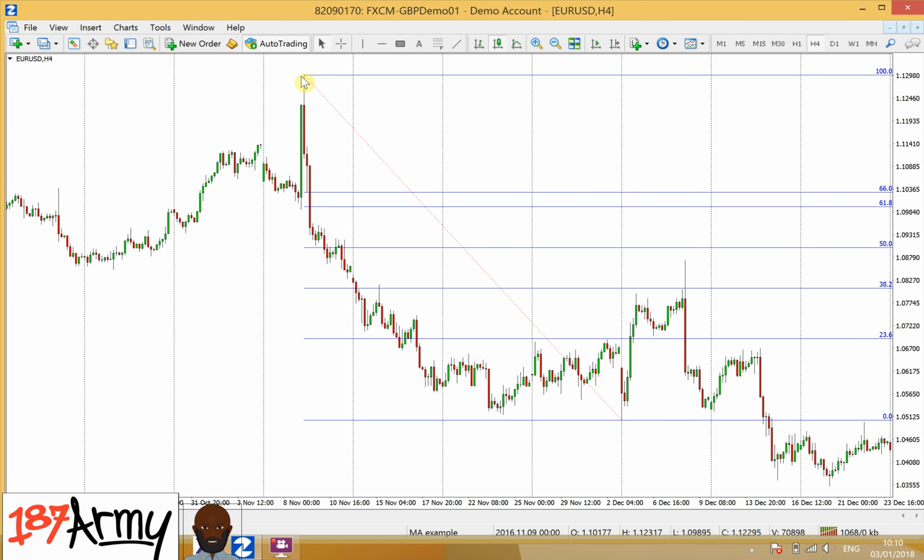And as you can see, when you're in an uptrend, you draw the Fibonacci from the low to the high, but when you're in a downtrend, you draw Fibonacci from the high to the low, which is this high here to this low here. And you still mark out the same key levels, which are the 38.2 level and the 66.0 level.